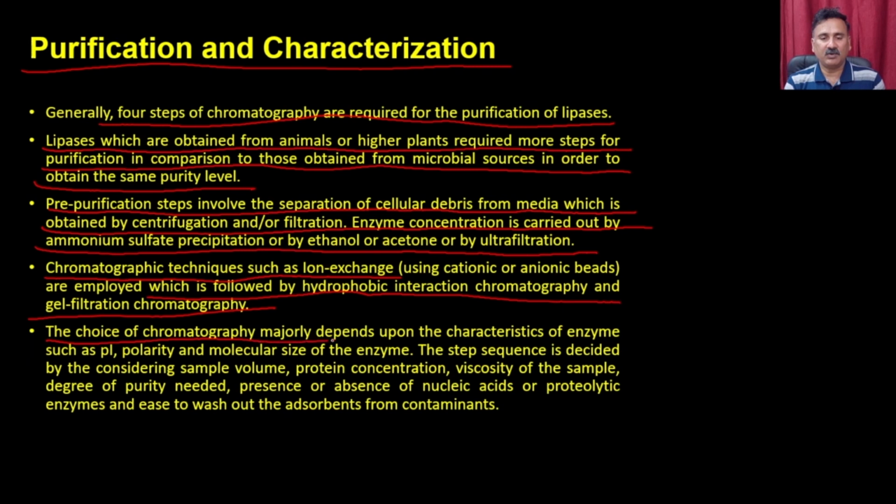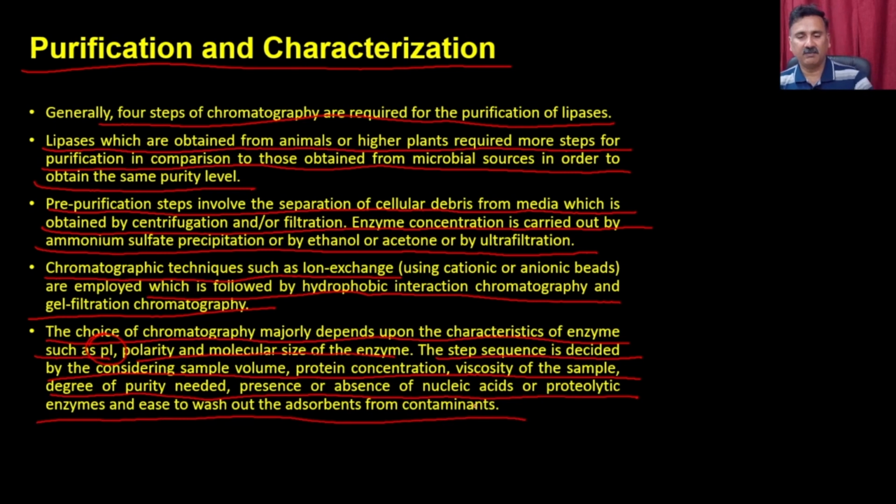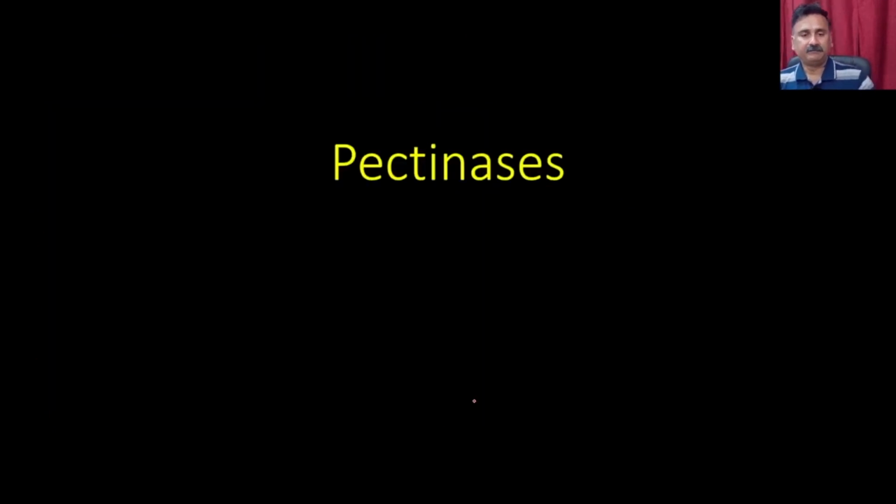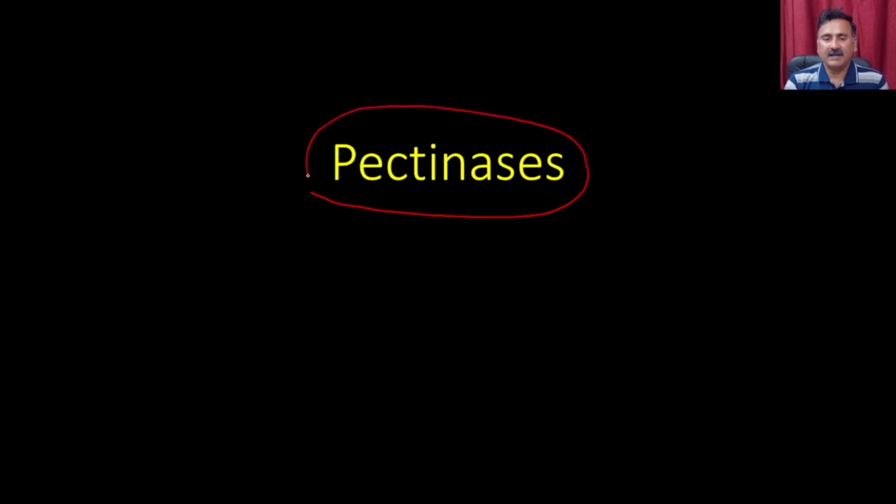The choice of chromatography majorly depends on the characteristics of the enzyme such as isoelectric point, polarity, and molecular size. The step sequence is decided by considering sample volume, protein concentration, viscosity of the sample, degree of purity needed, presence or absence of nucleic acid or proteolytic enzymes, and ease of washing out the adsorbent from the contaminants. Then we can also talk about another enzyme, which is called pectinases.